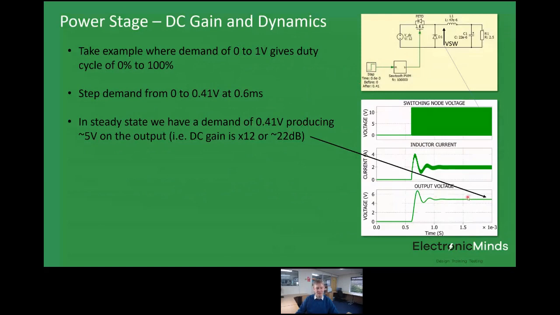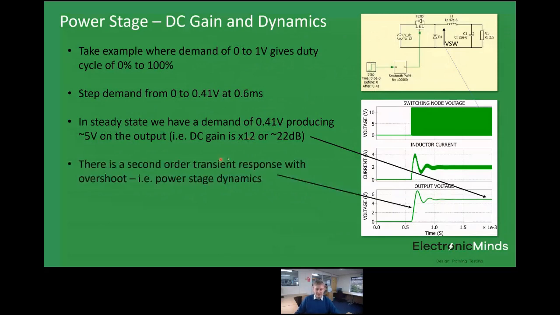So we can say that the DC gain of that converter block is about a factor of 12, or 22 dBs. It's actually equal to 5 volts divided by 0.41, which is times 12. So that has a DC gain of 22 dBs.